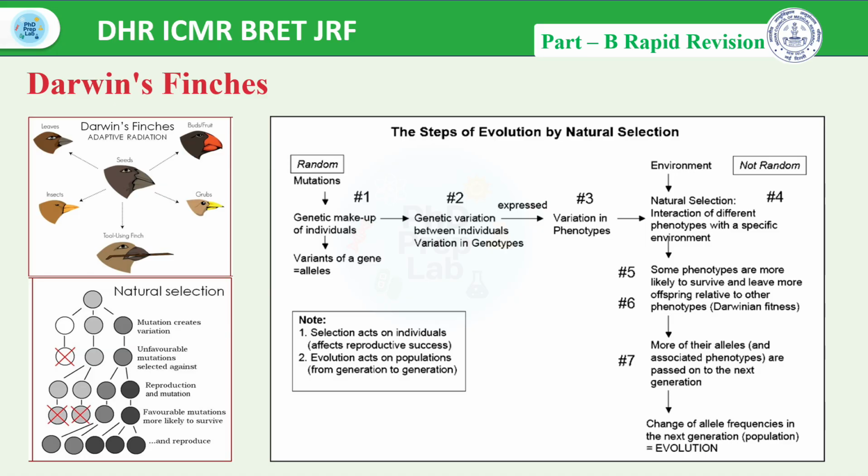Then, moving on, you have the environmental pressure from which natural selection occurs, and there is interaction of different phenotypes with a specific environment. Some of the phenotypes are favored more, and they are most likely to survive and leave more offspring. So this is also called Darwinian fitness. Fitness determines how many more offspring you can produce, and more of their alleles are accumulated and passed to the next generation. So this changes the allelic frequencies in the next generation, which leads to evolution.